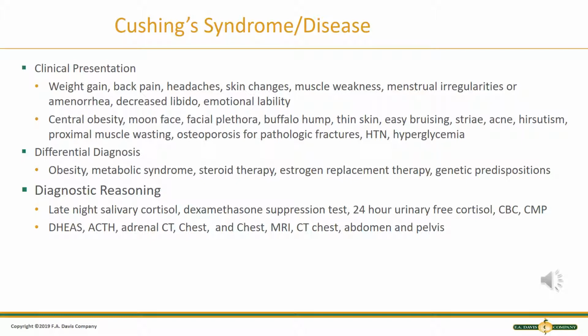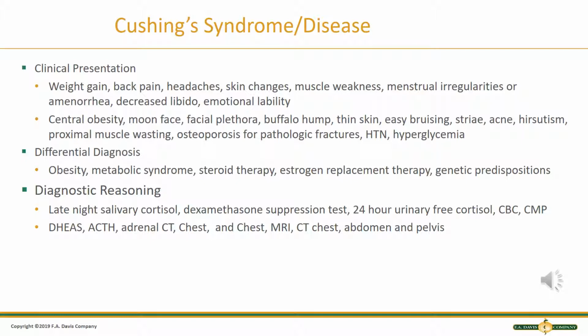A CBC should be done. You will often see leukocytosis. A CMP would show hypokalemia due to impairment of glucose tolerance. Subsequent tests that could be done is the DHEAS, which is elevated but non-specific, but it could point you to a source such as an adrenal carcinoma when it's accompanied with accelerated virilization or Cushingoid type signs.